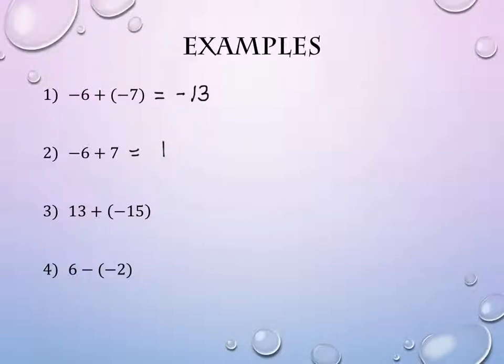How about the next one, number 3? Same signs or different signs? Different signs, so we subtract. Ignoring the signs, 15 is bigger than 13, so it's 15 minus 13? 2. What's the sign on this one? Negative, because the 15 is negative.